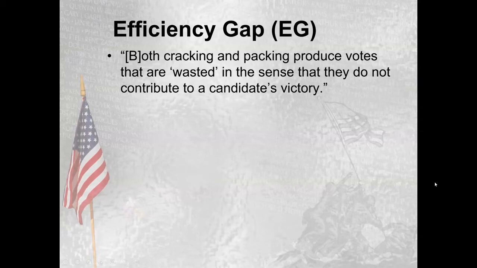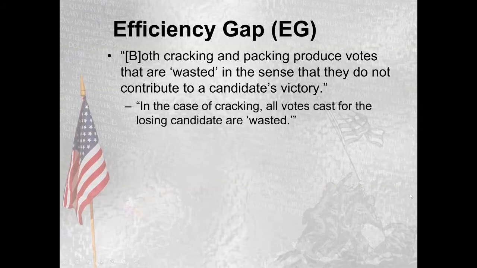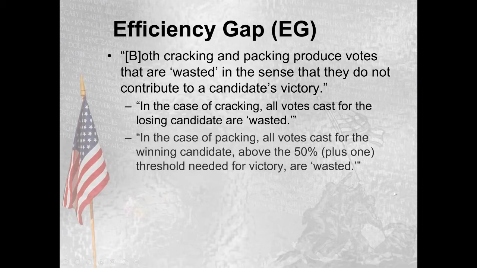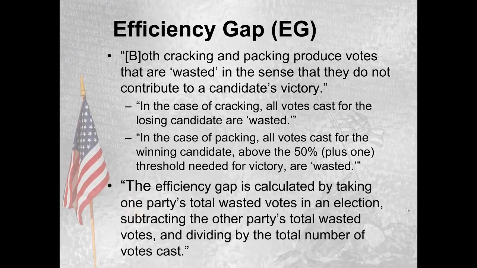Both cracking and packing produce votes that are wasted in the sense that they don't contribute to a candidate's victory. In the case of cracking, all votes cast for the losing candidate are wasted. In the case of packing, all votes cast for the winning candidate above 50% plus 1 are wasted. The efficiency gap is calculated by taking one party's total wasted votes in elections, subtracting the other, and so forth.